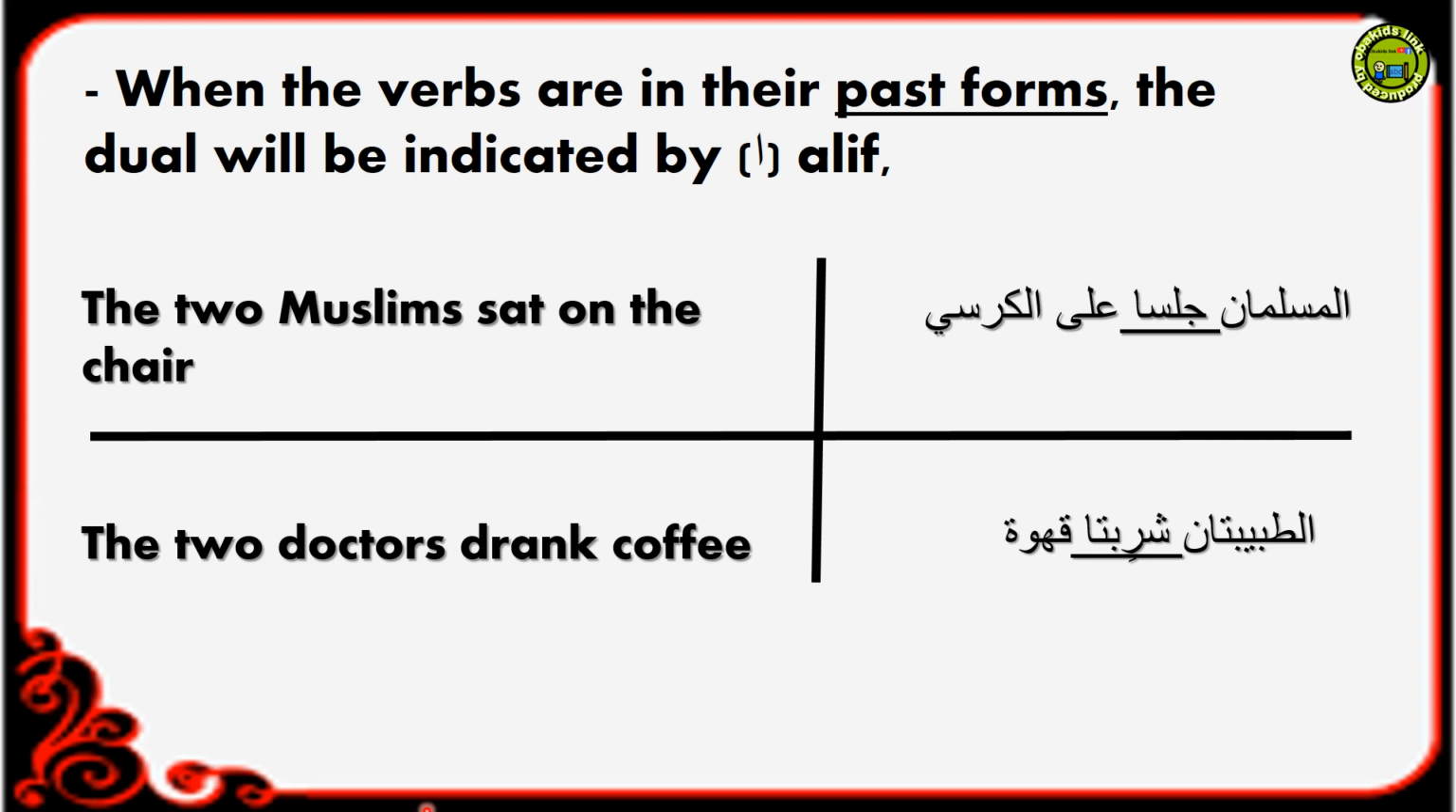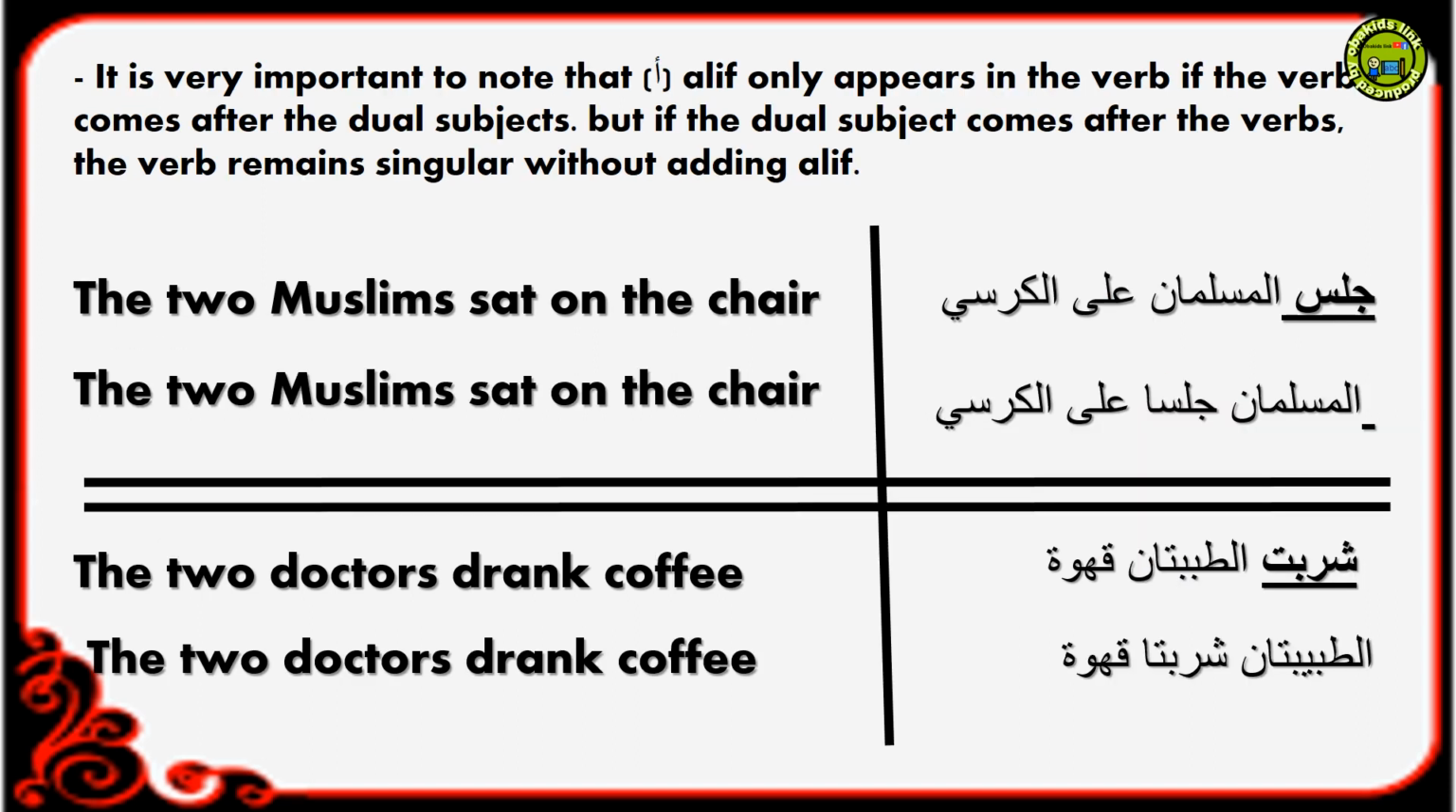Al-Muslimani jalasa ala al-kursi. The two Muslims sat on the chair. At-tabibatani sharibata kahwat. The two doctors drank coffee. So the past dual verbs here in these sentences are jalasa and sharibata. It is very important to note that alif only appears in the verb if the verb comes after the dual subject. If the dual subject comes after the verb, the verb remains singular without adding alif.